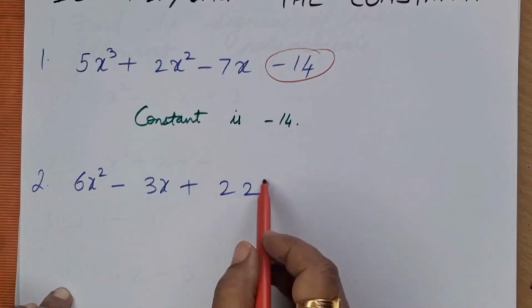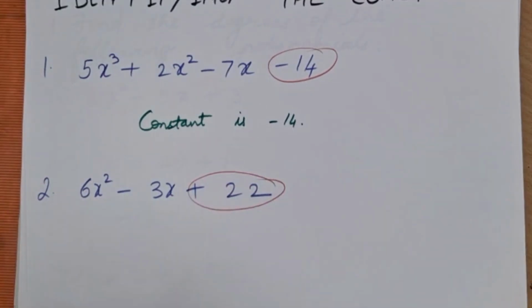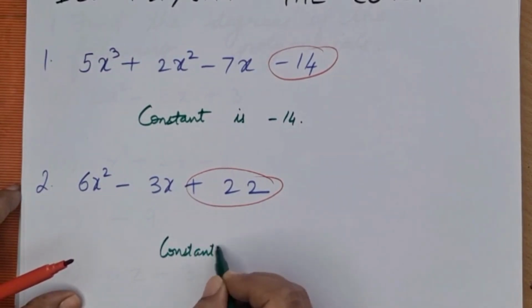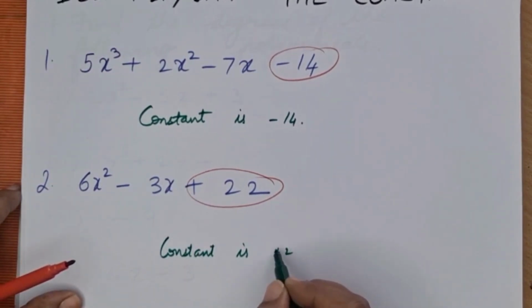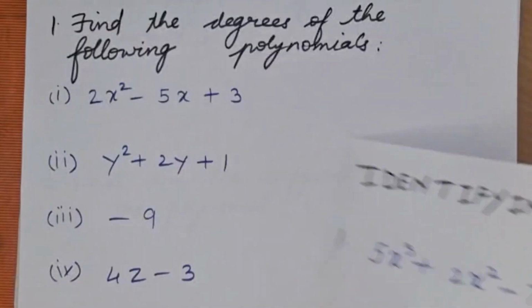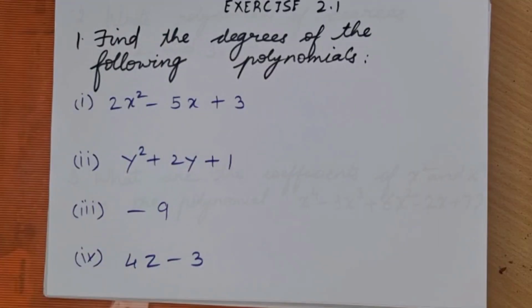Next example, 6x square minus 3x plus 22. Which number has no variable? Yes, 22. So, perfect. You are now fully trained and perfectly aligned with the textbook layout. Come on, let's conquer it.